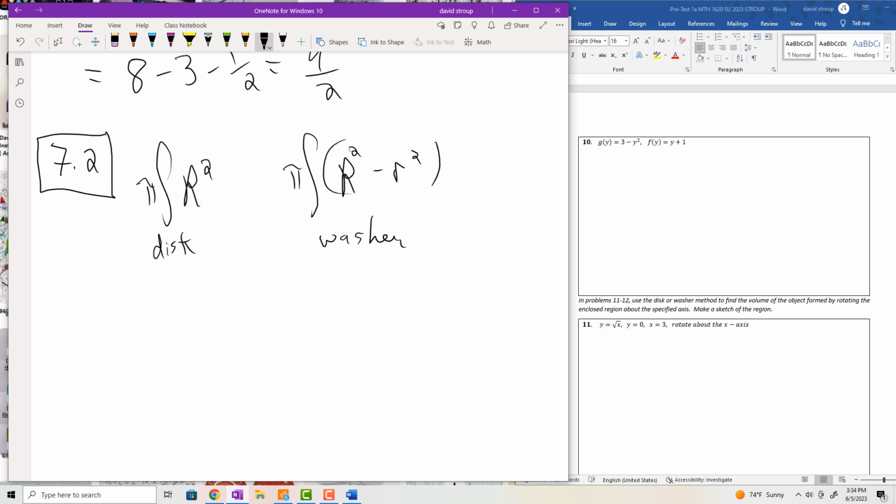Washer. Okay. The base of the rectangle tells you the variable you're working with, and for disk and washer, the rectangles are always perpendicular to the axis of rotation. So the rectangle base tells you if it's in terms of x or in terms of y. In other words, what is your input variable? And then the rectangle is perpendicular to the axis of rotation.